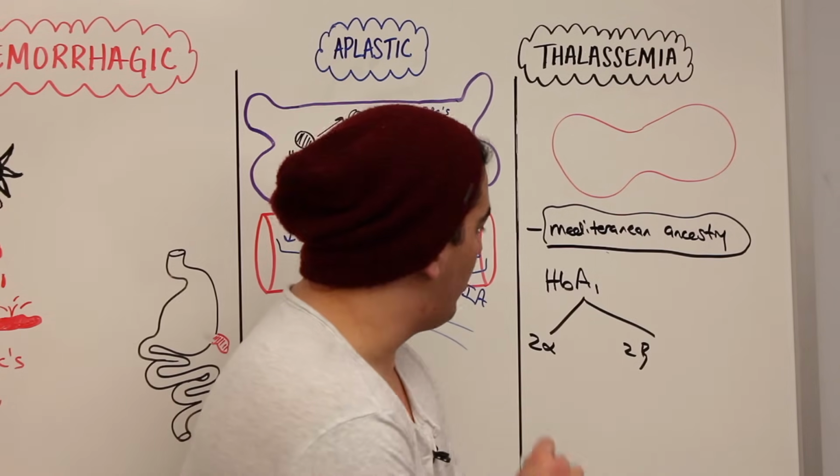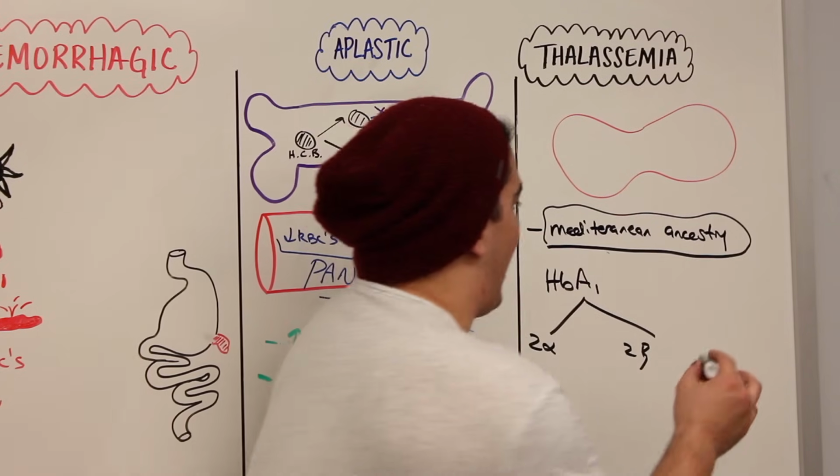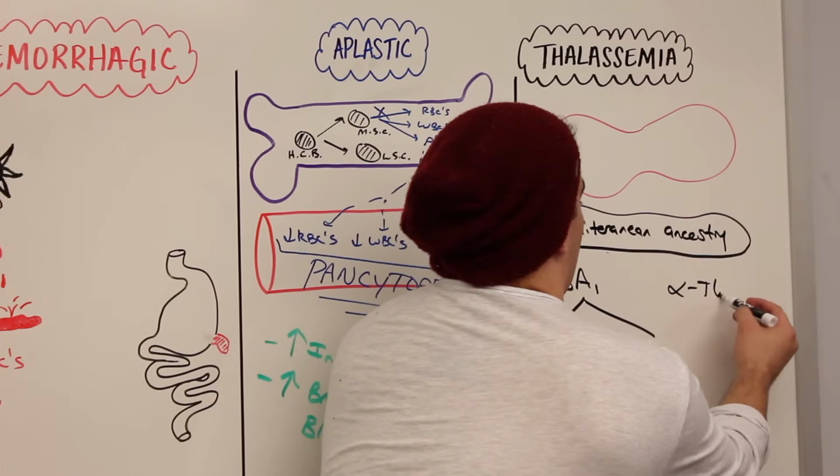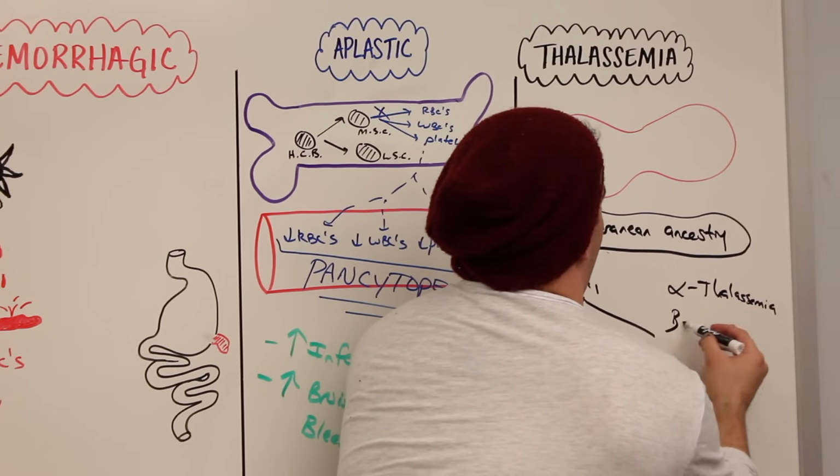What's the problem with these individuals? There's 2 types of thalassemia. There's alpha thalassemia, and then there's beta thalassemia.